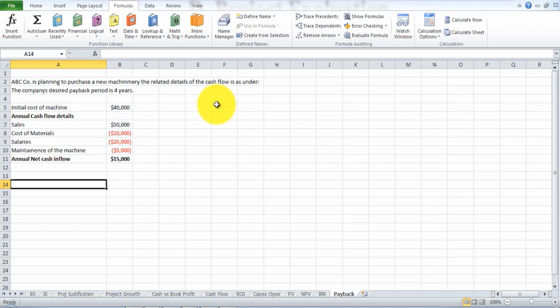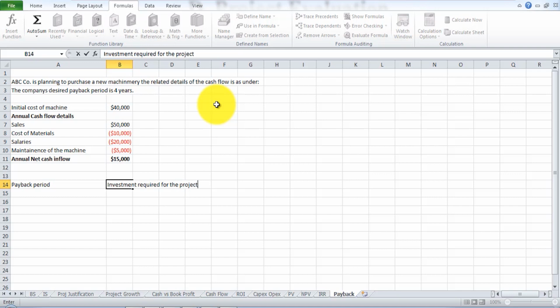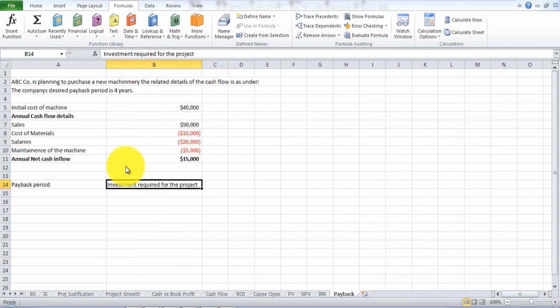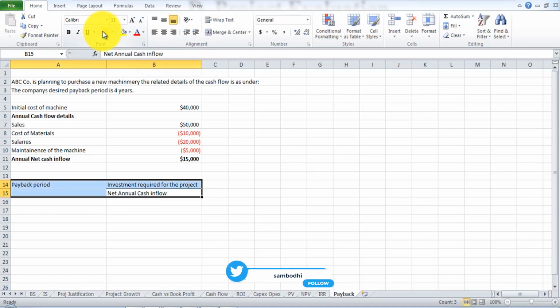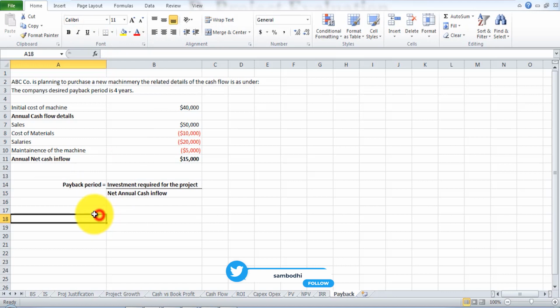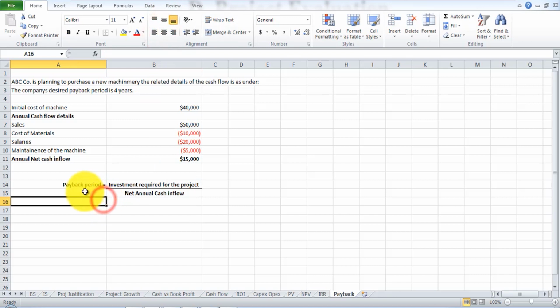So if you remember the payback period formula, here is the formula, that is your investment required for the project, divided by the net annual cash inflow. Perfect. Let's get this done. So now it makes sense, right? Payback period is equal to investment required for the project divided by the net annual cash inflow. That's the payback period formula.